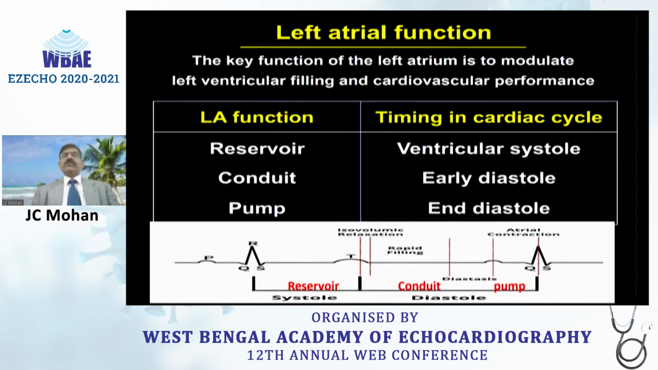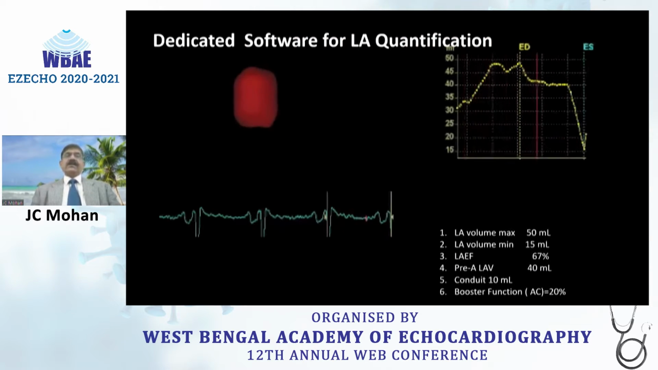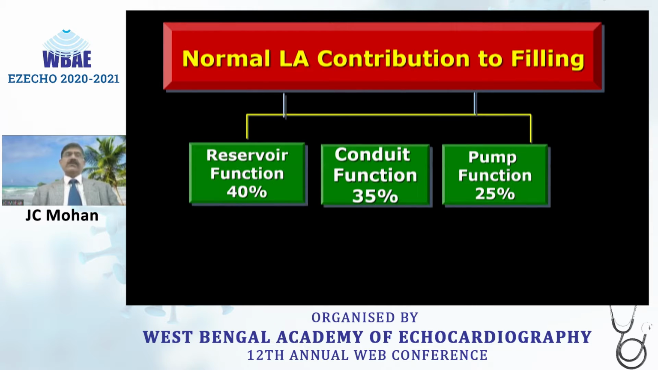There are three main components of left atrial function as far as the volume dispelling is concerned: reservoir function during ventricular systole, conduit function during early diastole, and pump function during end diastole. Nowadays, dedicated software for LA quantification is available, which gives us an idea about left atrial volume, maximum, minimum, left atrial emptying fraction, conduit function, booster function, and so on, making our job easier. Earlier, we had to do a lot of these things manually, and that was one of the reasons why LA quantification was not performed in routine clinical practice.